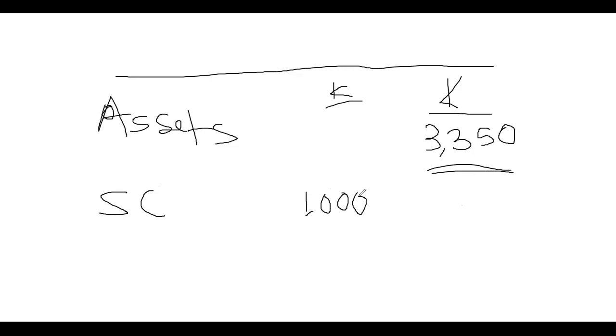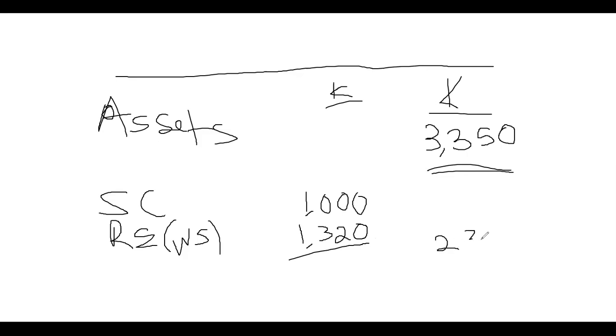Then you have retained earnings, which you pick from working 5. From working 5, 1320. Which takes you to 2320.